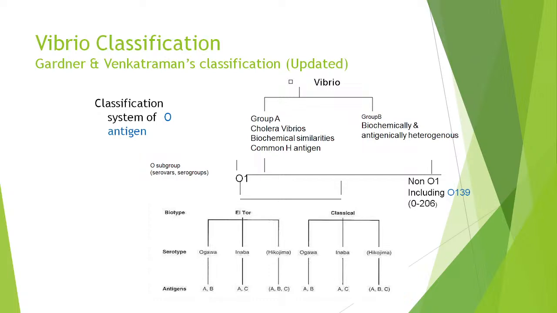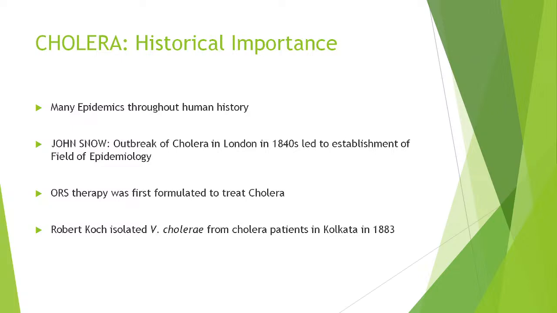And then further serotype, after the biotype, serotype, Ogawa, Inaba, these are the two serotypes, and again classical also Ogawa, Inaba, Hikojima. So based on the antigen, what is the dominant. So for a clinical lab, it is not that required, but you may require differentiation between O1 and O139. We will see how they are different infection wise.